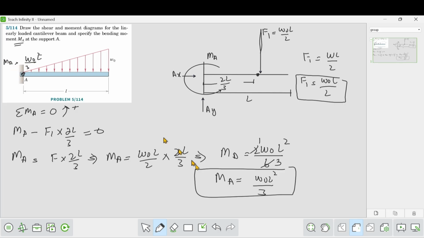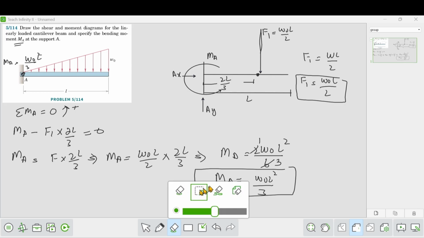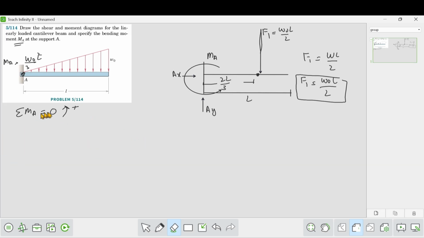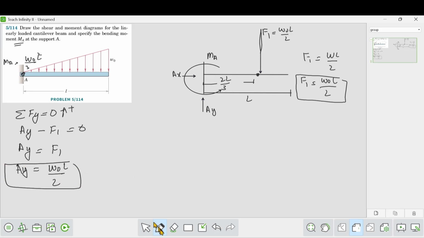This is MA. Now we can also find the vertical reaction force AY. Summation of all vertical forces acting on this beam equals 0, and the force directed up is taken as positive. So AY minus F1 equals 0, so AY is equal to F1. AY value is omega naught L divided by 2. So this is the reaction AY.